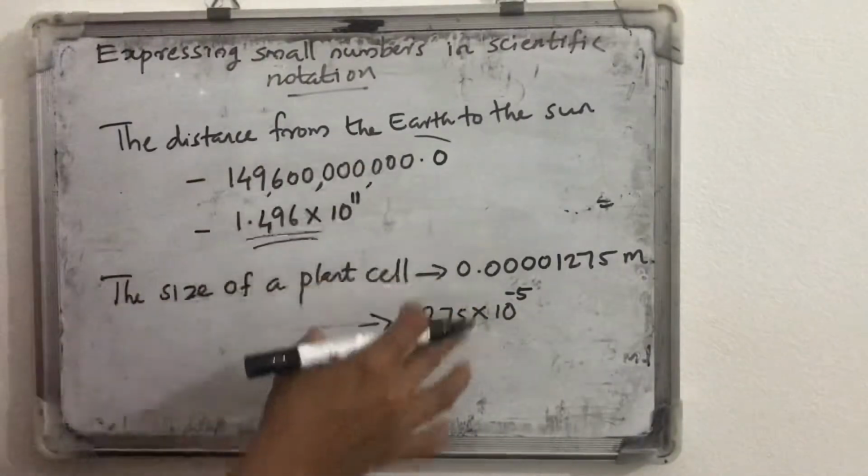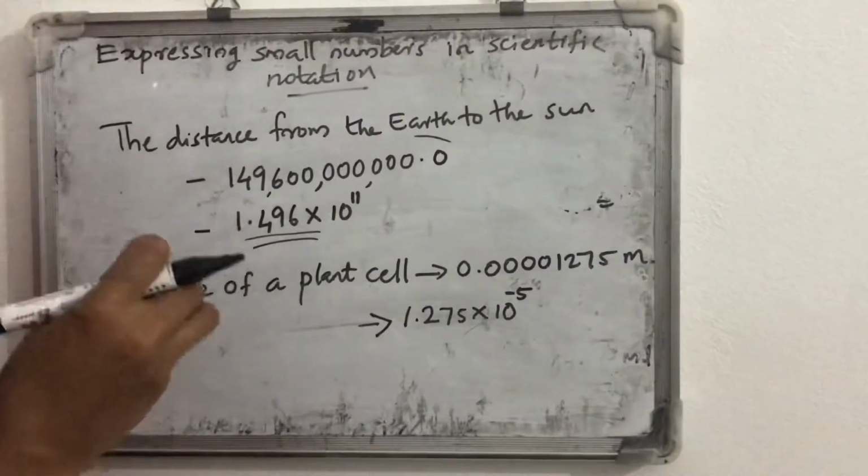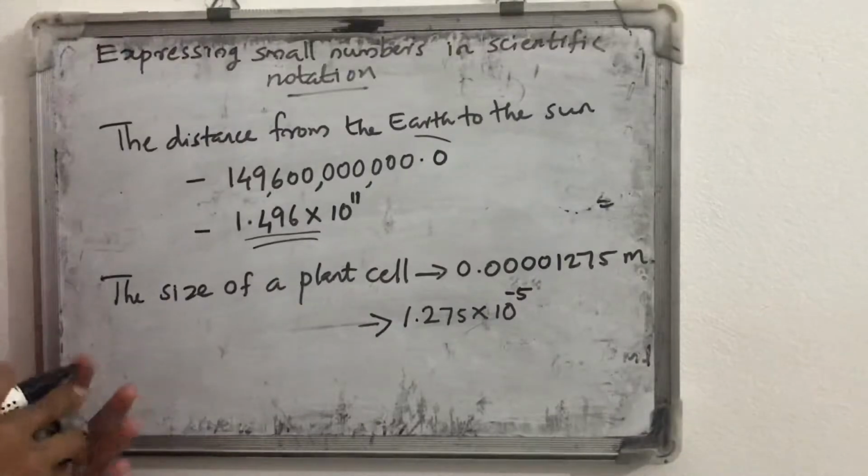When we write numbers in this way, this is a usage of exponents. That is, we can write a large number or a very small number in standard form.